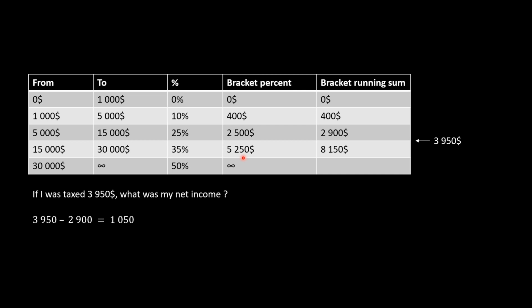So we will use a ratio. So if we do 1050 over 5250, that would give us a percentage of how far we are in that bracket, which is what we need here.